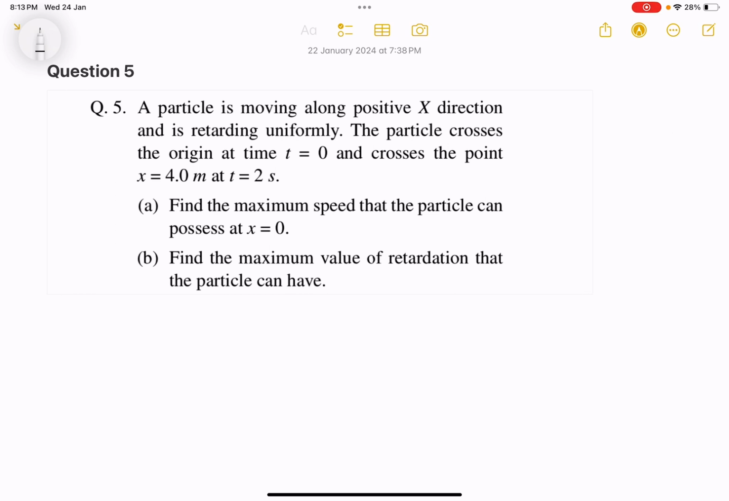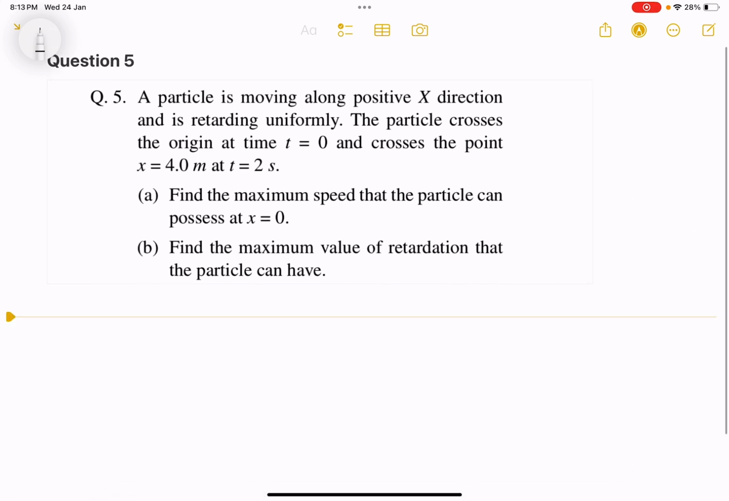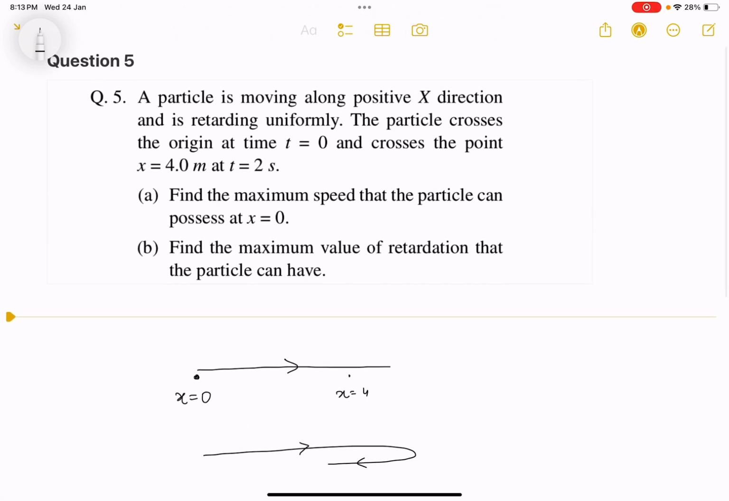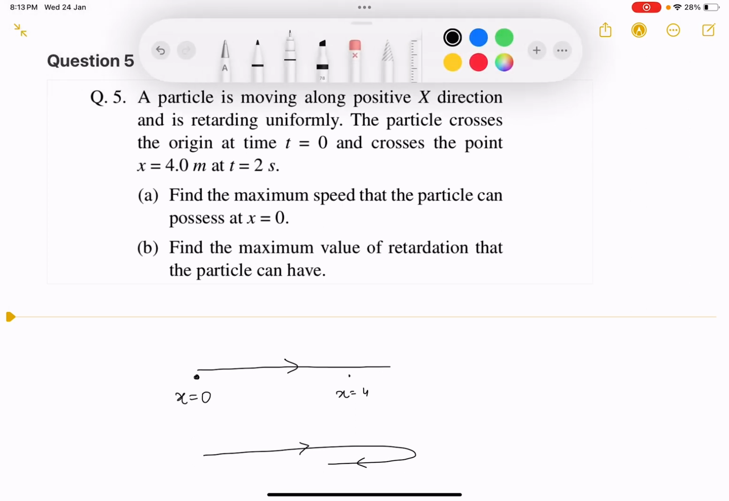Alright, so in this case, what we will do is, we will assume one important thing. We will assume that the particle, while moving from x equals 0 to x equals 4, is not changing direction. So we'll assume the motion of the particle is like this only. We are assuming this type of motion is not occurring. Particle is always moving in positive x direction. That is what we are assuming.